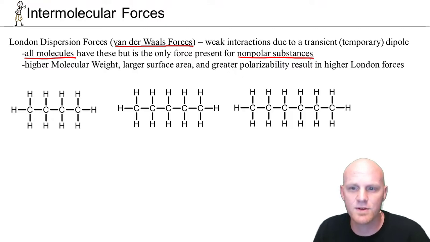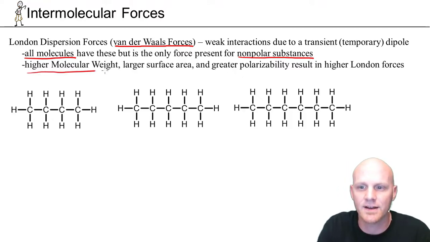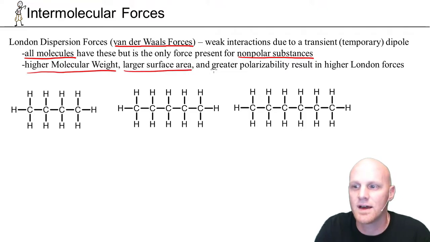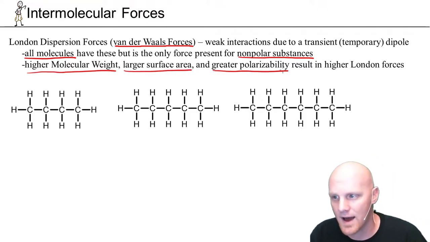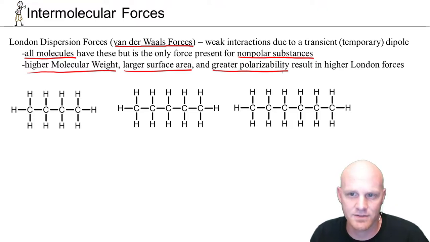Now, these typically depend on three things: a higher molecular weight, a larger surface area, and greater polarizability. And atoms get more polarizable as you move down on the periodic table. But all three of these result in higher London forces.